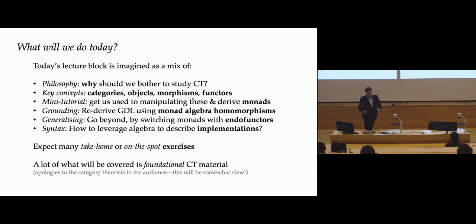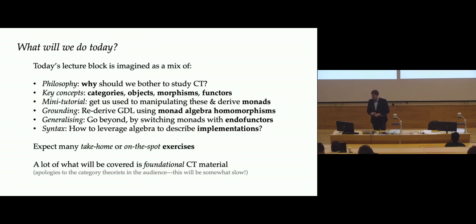Once we have rediscovered what a monad is, we can use it to rederive geometric deep learning as monad algebra homomorphisms. This might sound like a mouthful. I promise you it will make sense by the end of the 2 hours. And then, once we've rediscovered all of GDL, we can generalize monads to arbitrary endofunctors and invent equivariance constraints that have nothing to do with symmetry groups. So that should be pretty interesting.